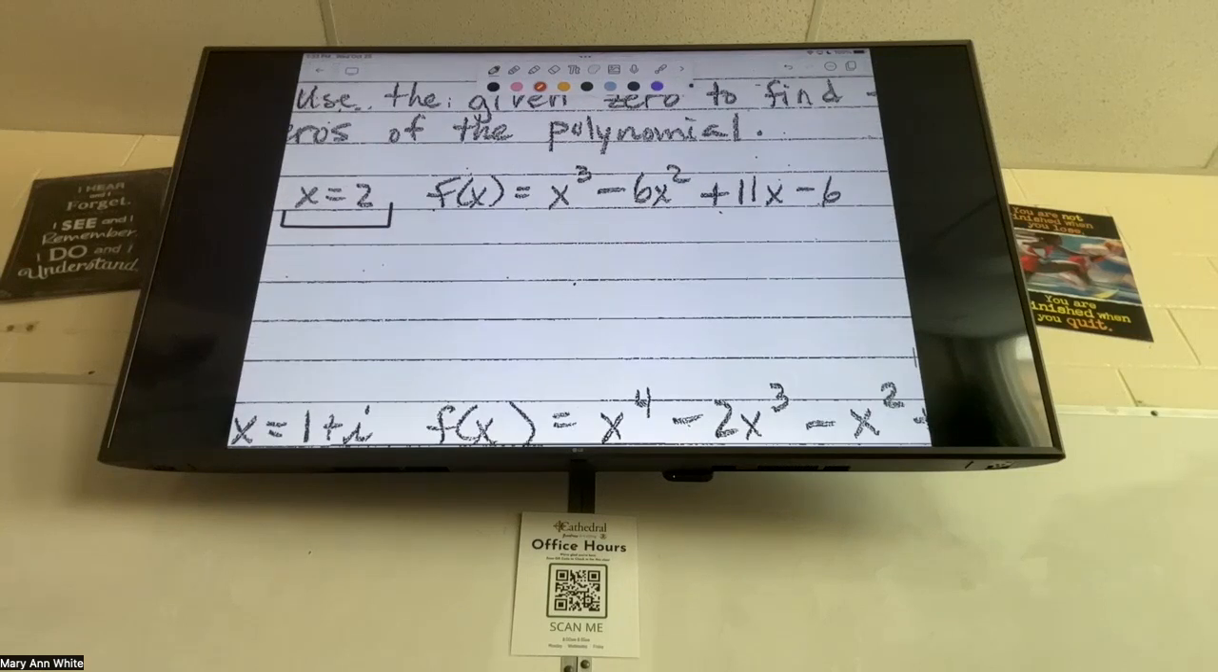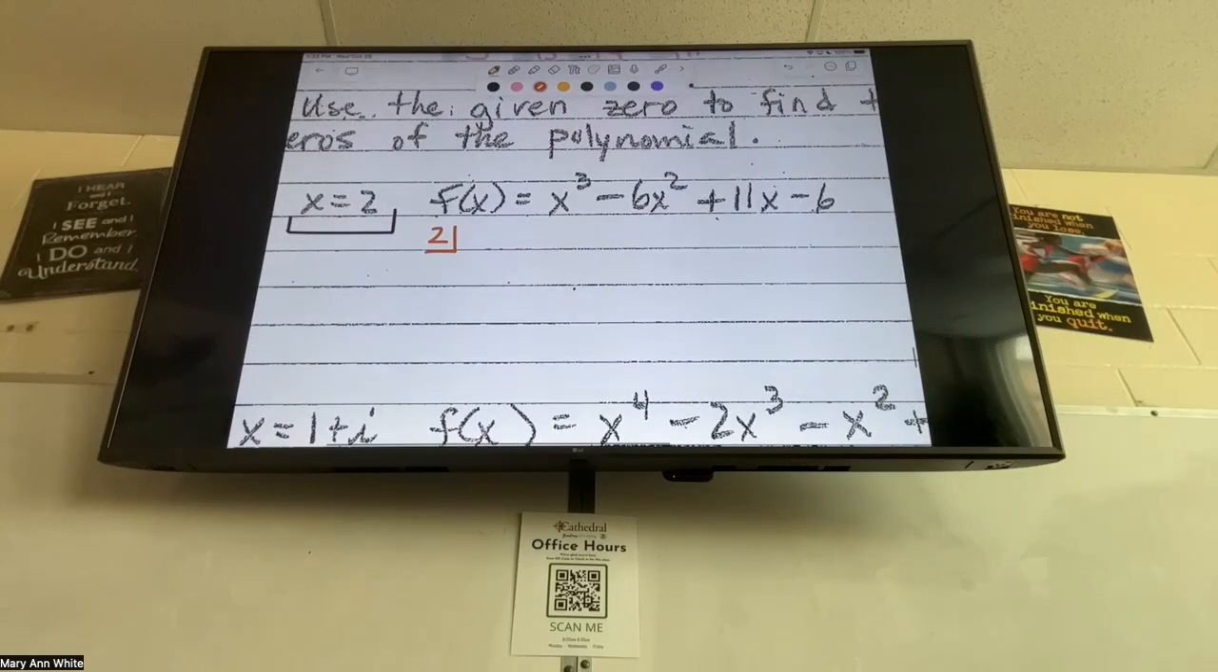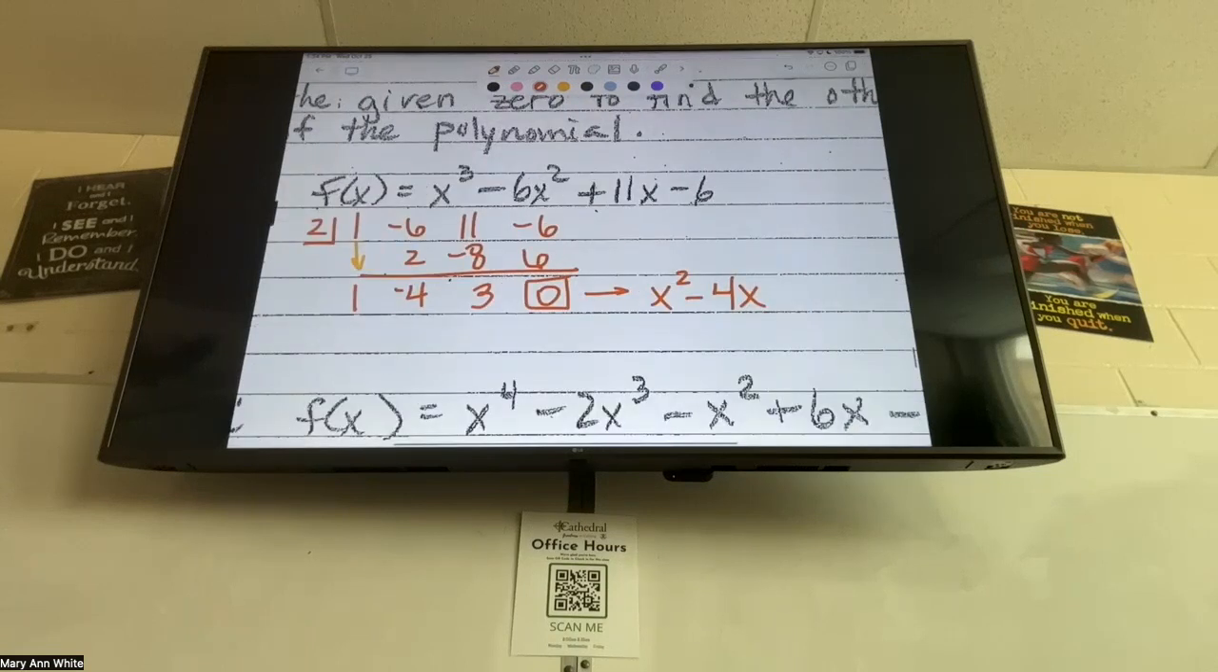So I'm gonna start with my synthetic division. I'll put 2 in the house. I'll put all my little coefficients up front. We should be pretty good at synthetic division at this point, so I'll let you work through that. Because I told you x equals 2, that means that is one of my zeros, and if you do not get 0 as your remainder, you did something wrong. So the polynomial that I got from here was x squared minus 4x plus 3.